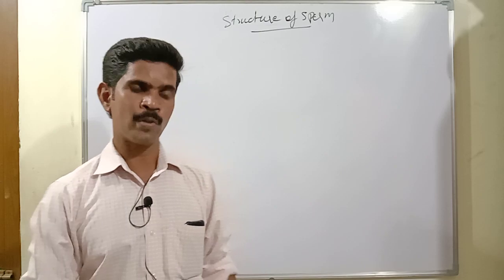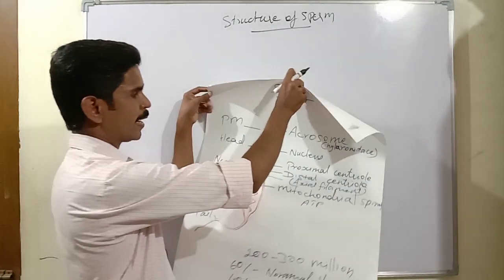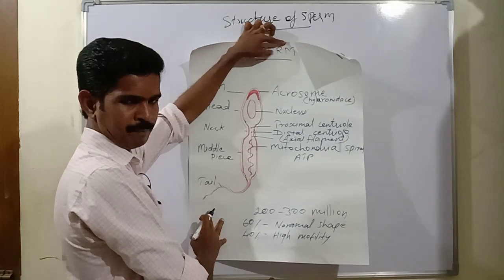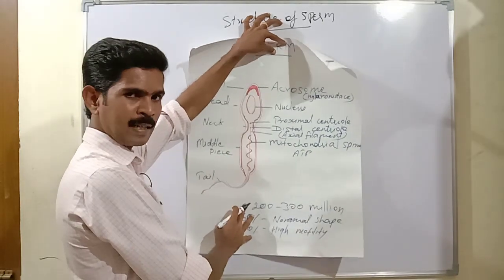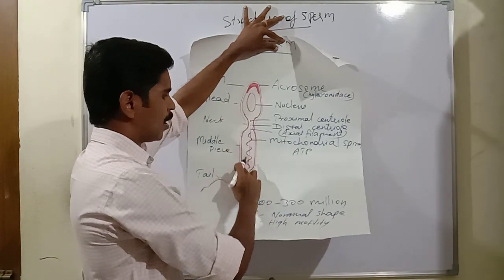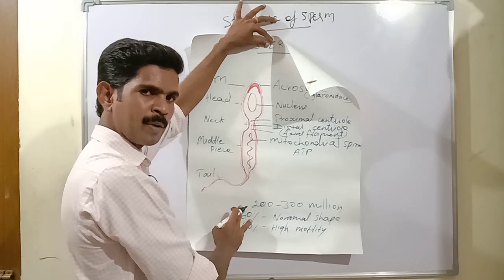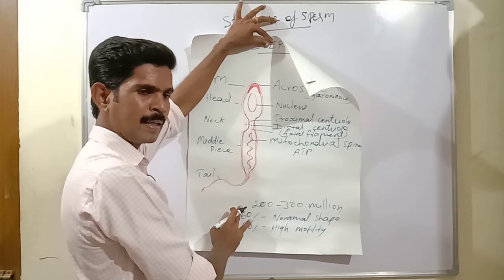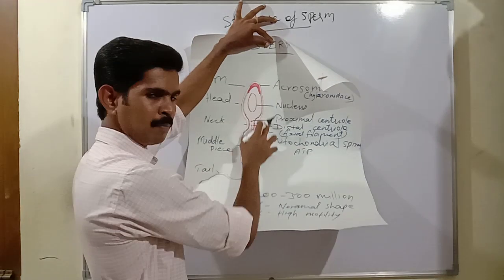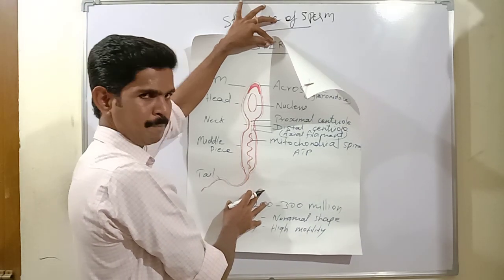Understand? Now we are going to study about the structure of male sex cell, the sperm. So in this chart I have drawn the structure of sperm. This is the structure of a single sperm. The entire body is covered by a small membrane called plasma membrane. Like all other cells, the sperm or the male sex cells are also covered by a plasma membrane.